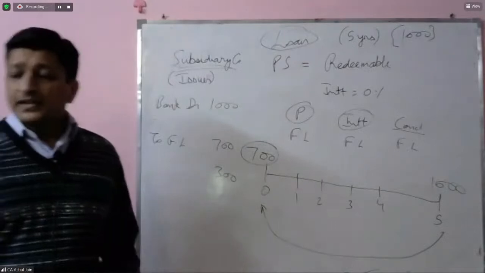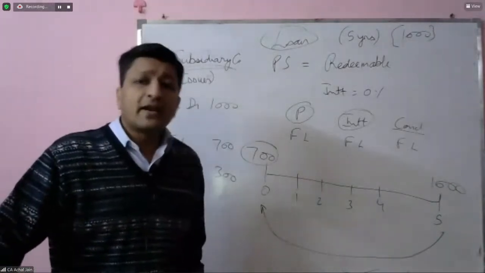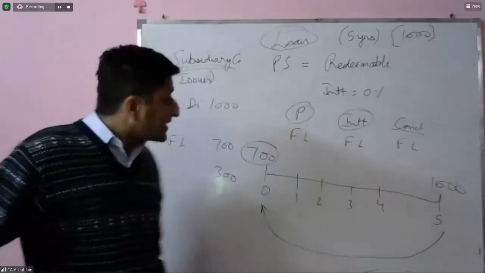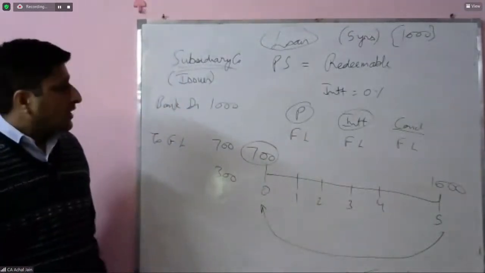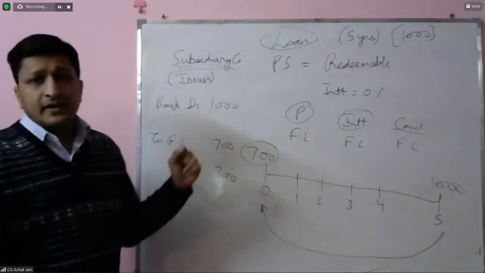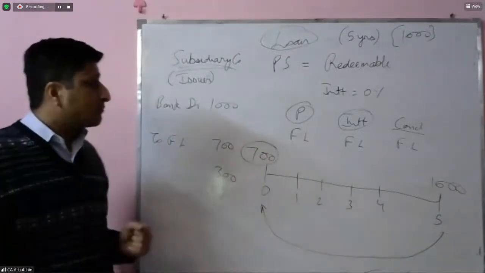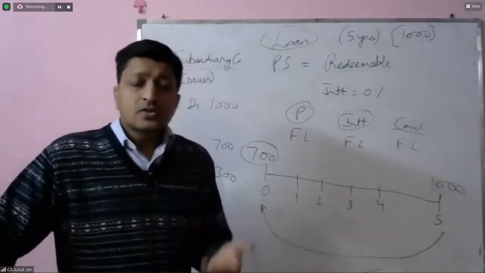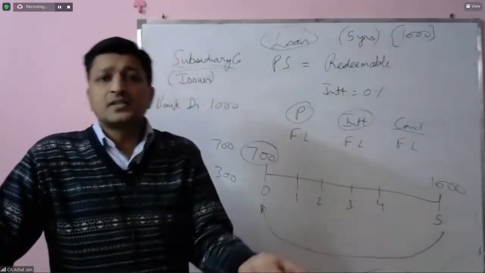What about the remaining 300? What will happen to that? Where do we take it? In this case, do we say it's a financial liability? The answer may be yes. But that financial liability is not required to be paid. That's zero.